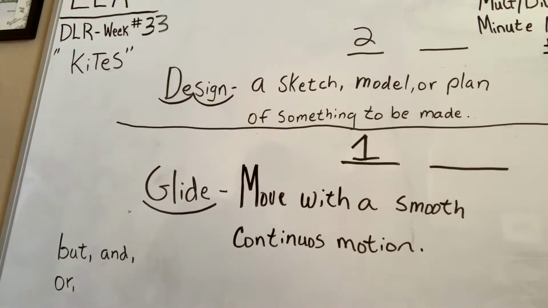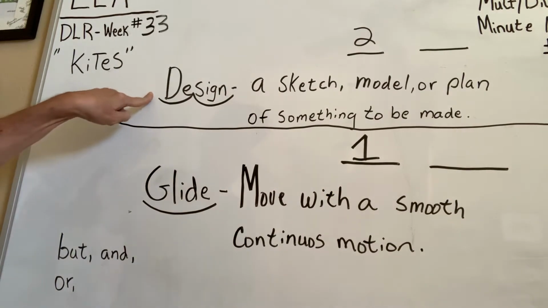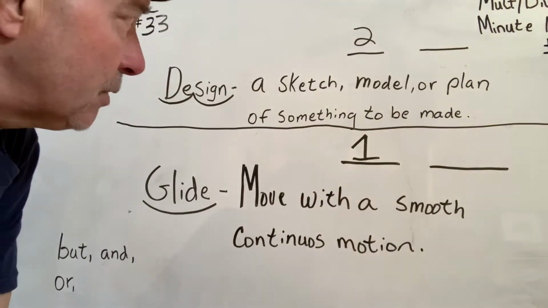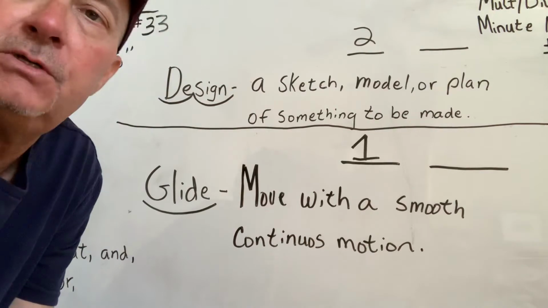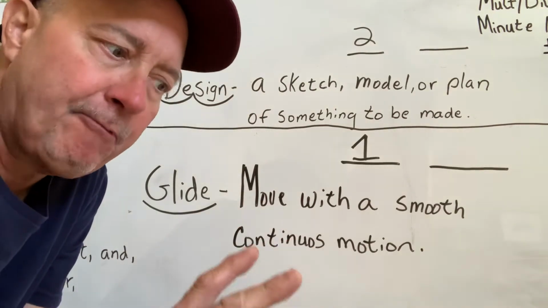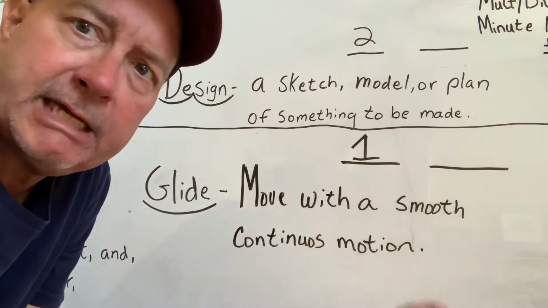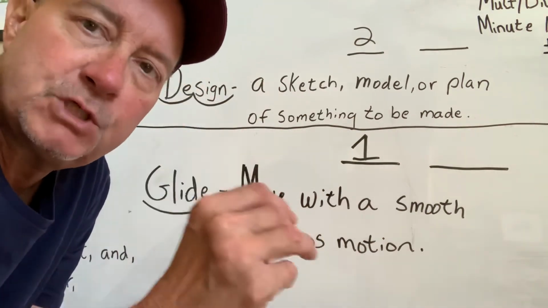Our first word up here is design. It has two syllables, right? Design. And a design basically is just a sketch, model, or plan of something to be made. You guys do that all the time. You're planning out and sketching the things that you're making, maybe in art class or science. You're making a design of what you're trying to do.